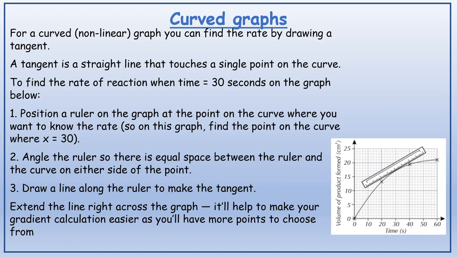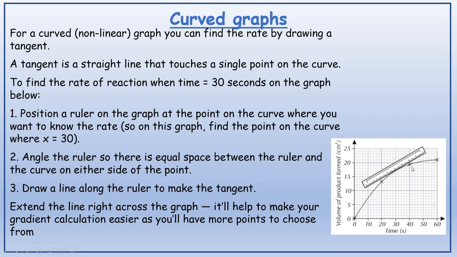For a non-linear graph, you can find the rate by drawing a tangent. The tangent is a straight line that touches a single point on the curve. To find the rate of reaction when the time is 30 seconds, it's got to touch the curve at 30 seconds.